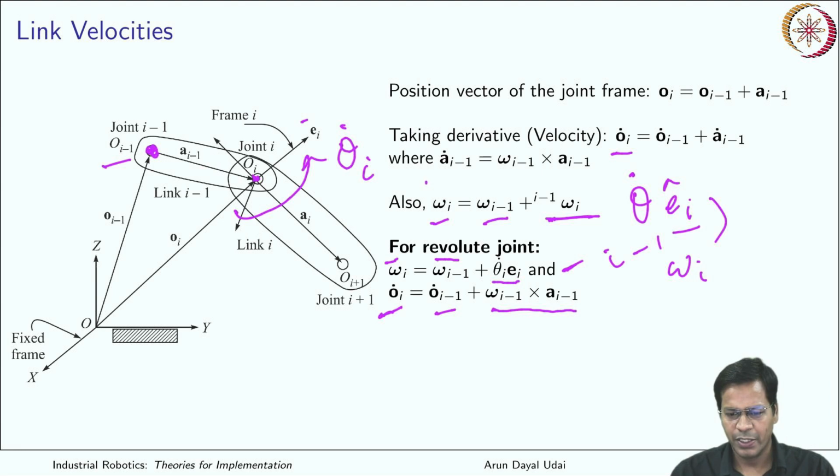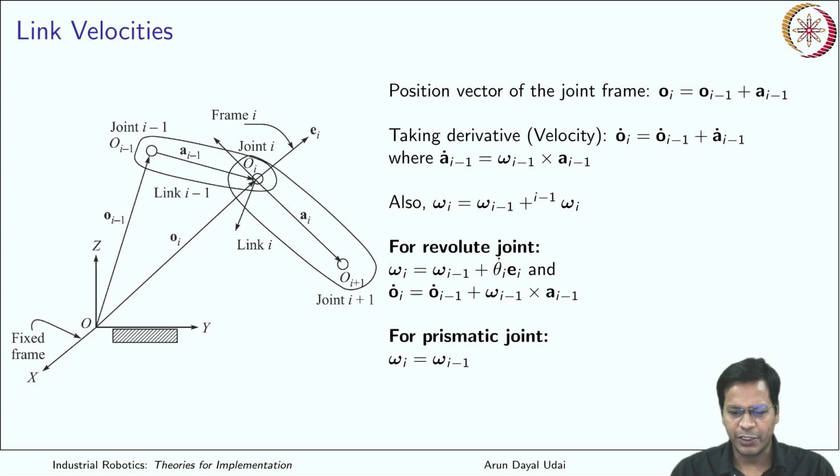Okay. So A_{i-1} dot is equal to omega_{i-1} cross A_{i-1}. So this we have simply put it here. Got it? And we got to this relation. So this is quite trivial. In case of revolute joint, it is very easy to understand.